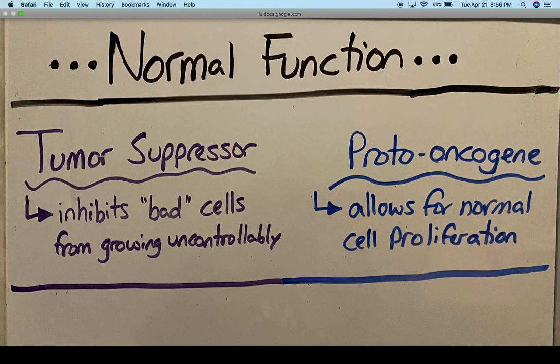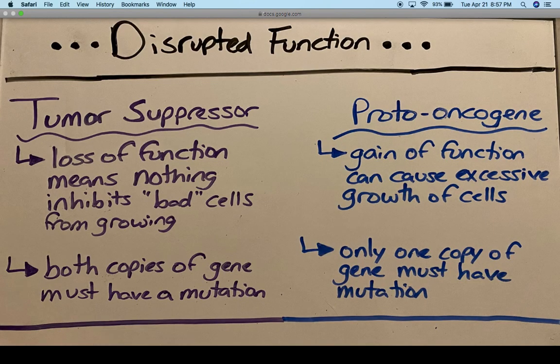Here are the differences between tumor suppressors and proto-oncogenes. Normally, tumor suppressors prevent bad cell proliferation, and proto-oncogenes allow for normal cell proliferation. However, when the functions are disrupted, bad outcomes may result. If a tumor suppressor gene loses its function, this can mean that nothing is stopping the bad cells from multiplying. A tumor suppressor losing its function in suppressing tumors will essentially enable a tumor to grow.